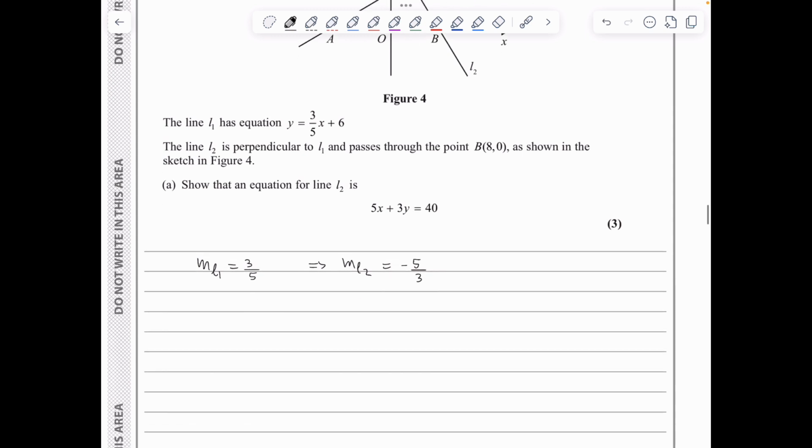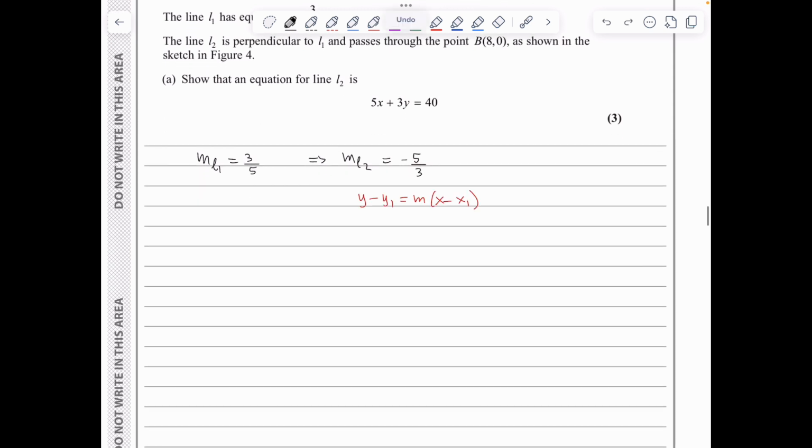And using y minus y1 equals m(x minus x1), I can proceed in finding the equation of L2. So we're looking at y minus 0 being equal to minus 5 over 3 brackets x minus 8. I will cross multiply, so get 3y, and I expand the right hand side to get minus 5x plus 40, which leads to 3y plus 5x equals 40 as required.